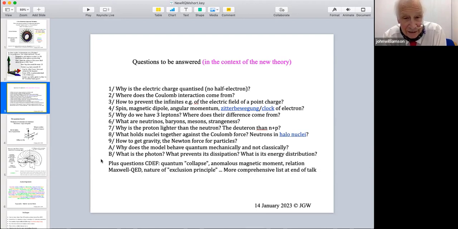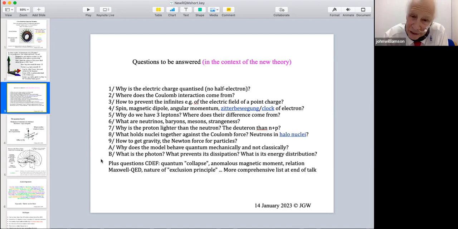We'll deal with that. What holds nuclei together against the Coulomb force? Well, the strong interaction is the standard model method, of course, but I'll talk about what I think the strong interaction is. How do we get gravity, the Newton force for particles? I'll talk briefly about that, but that's probably another talk as well. And also my colleague Viv Robinson is going to talk about that when he gives his talk to the group as well. He has a different model of gravity, I should say, to me.